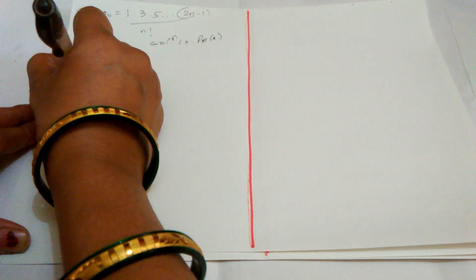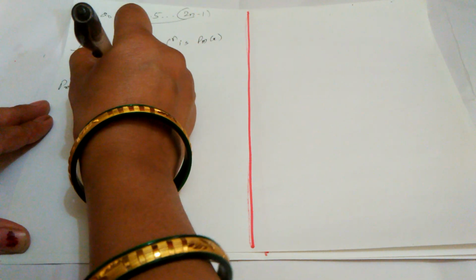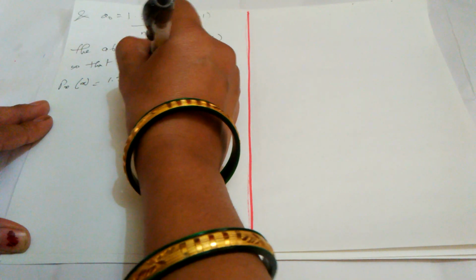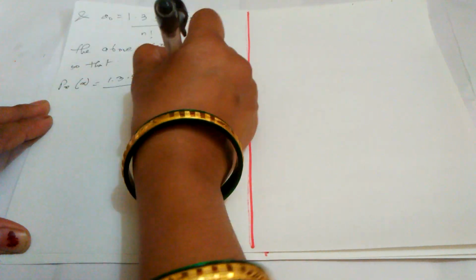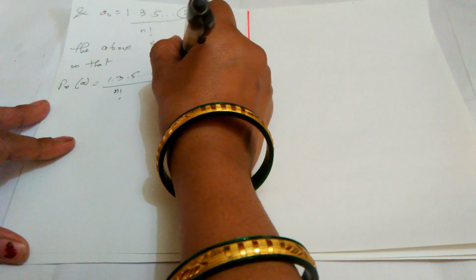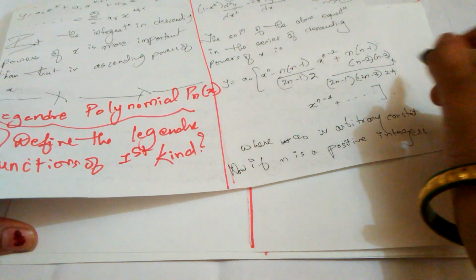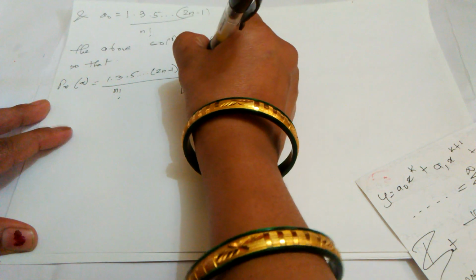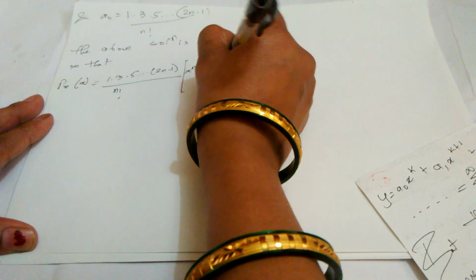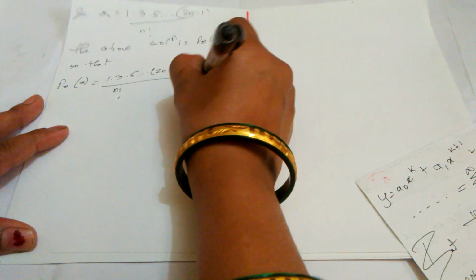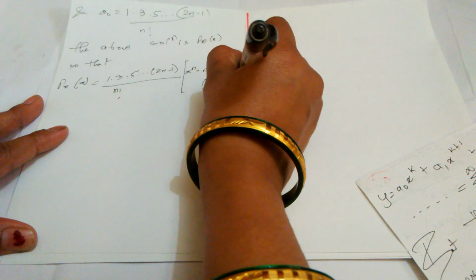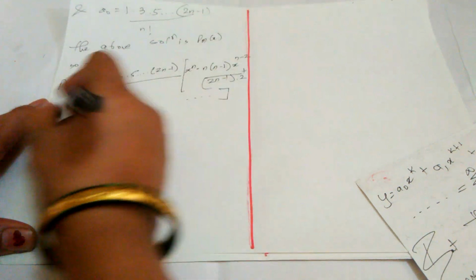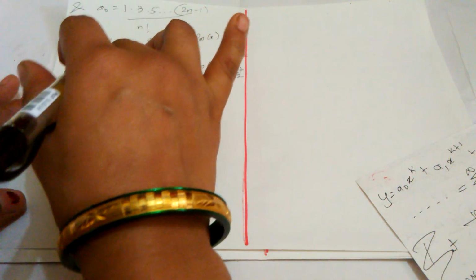P of n of x is equal to 1 into 3 into 5 dot dot dot into (2n minus 1) divided by n factorial, into all these terms. So it will be x raised to n minus n(n minus 1) into x raised to n minus 2 divided by (2n minus 1) into 2, plus dot dot dot. Okay, so we have got an expression for the Legendre polynomial.